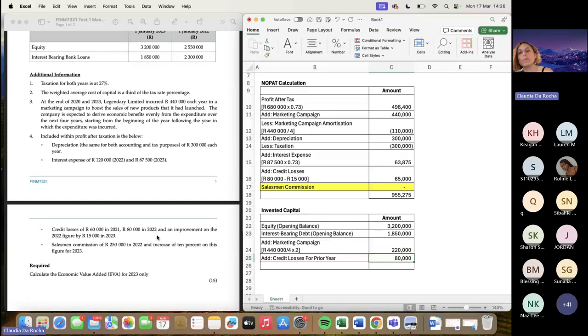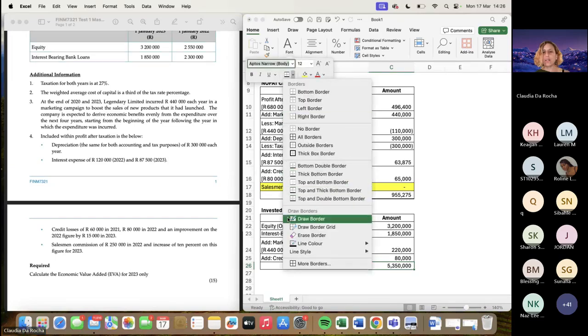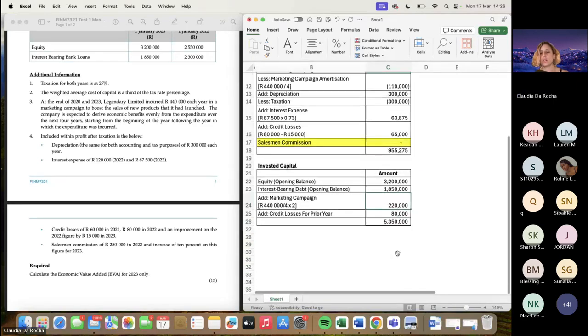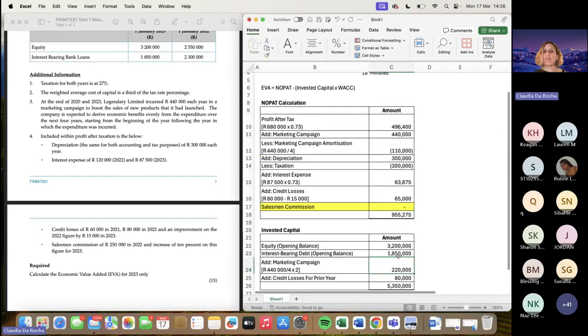Please, this is a common thing. If you have any kind of non-cash expenditure, such as credit losses, that was incurred in a prior year, you've got to factor in how it affects my equity, or my net profit of the previous year, which affects my equity. So we should get 5,350 as our invested capital. Now I can apply the formula.